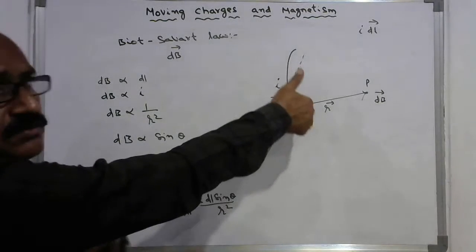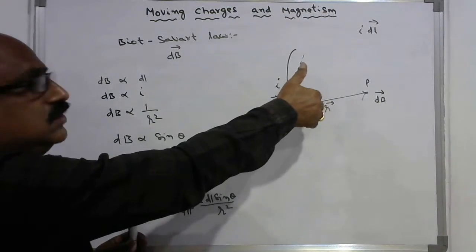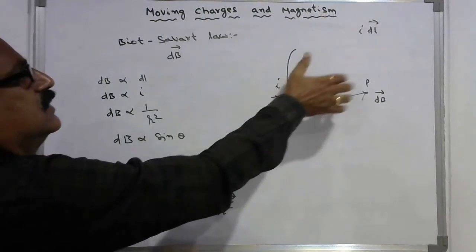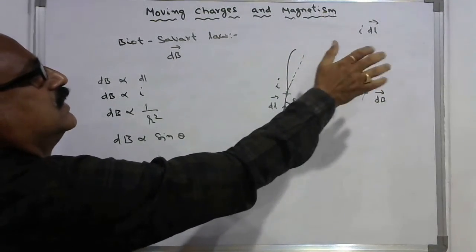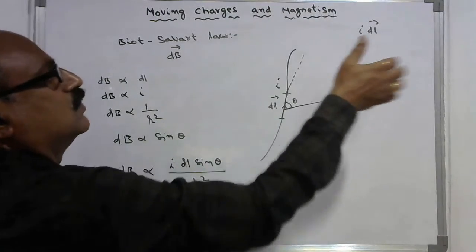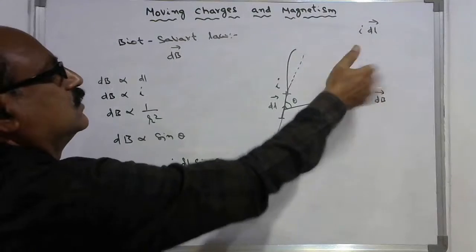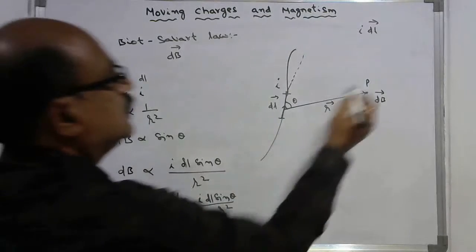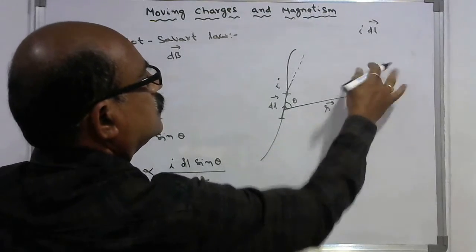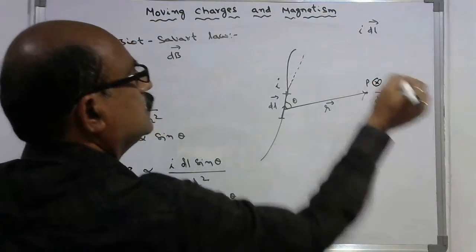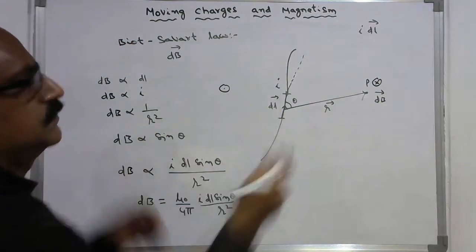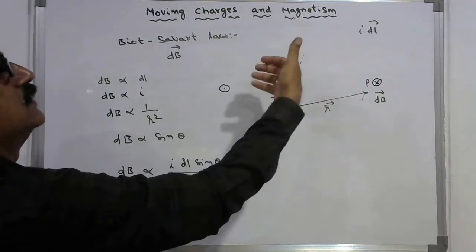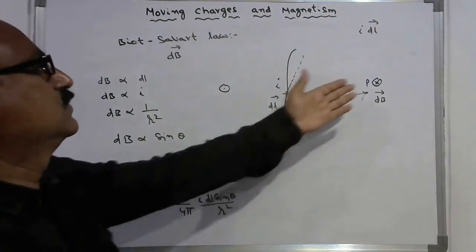So dB, what is the direction of this dB? Suppose you observe the right hand thumb rule: my thumb represents the direction of the current, and my fingers are rotating in this direction, into the board here, and here it is coming out. So here I just represent the direction in this way, and here it comes out. So the field enters in this direction like this. This is how we can represent the direction of the field.